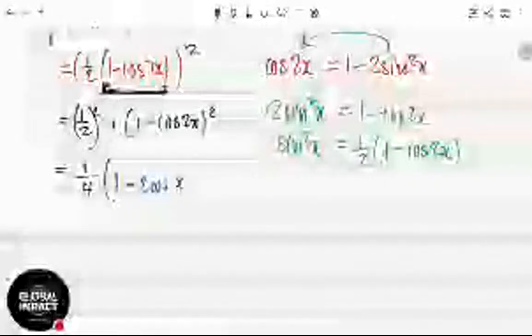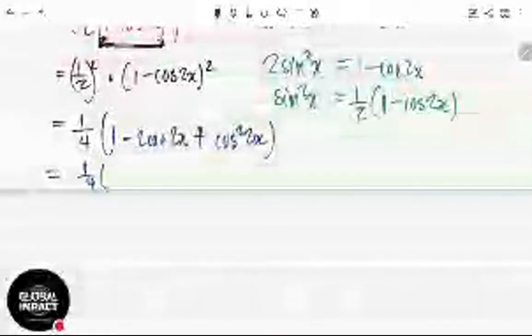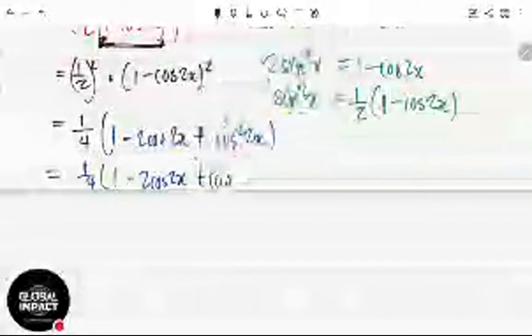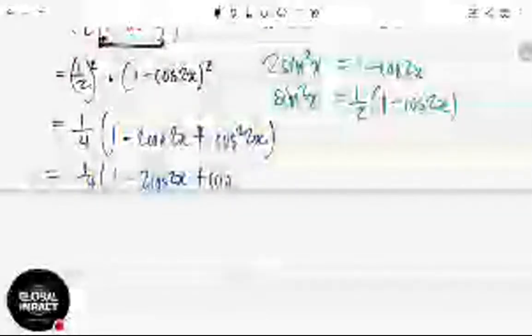So what would you have here? It will be 1 minus cos 2x, is negative cos 2x times 2, which is negative 2 cos 2x. Then plus this squared, cos 2x whole squared is going to be cos squared 2x. Okay, it's now positive. So here we'll end up having 1 over 4, 1 minus 2 cos 2x plus cos. Okay? Here it will be plus what?